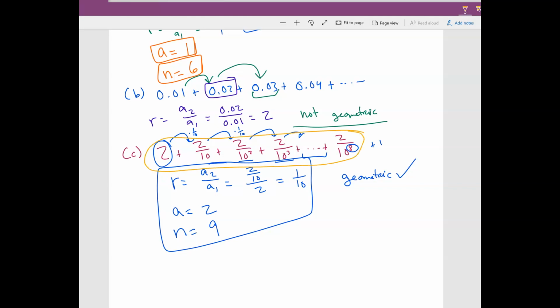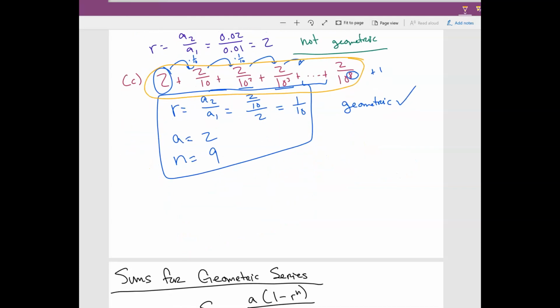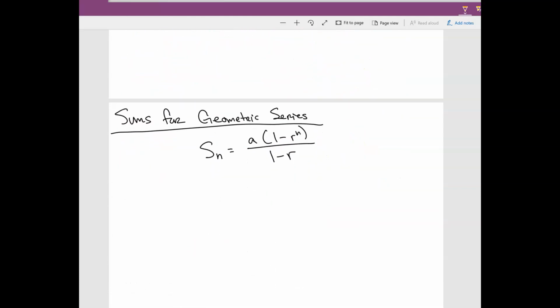Now one way that you can do it is just basically add everything together. But what if you had 1,000 terms? How would that even work? Well, luckily for us, there is a formula. So here is a formula for the sum of a geometric series.